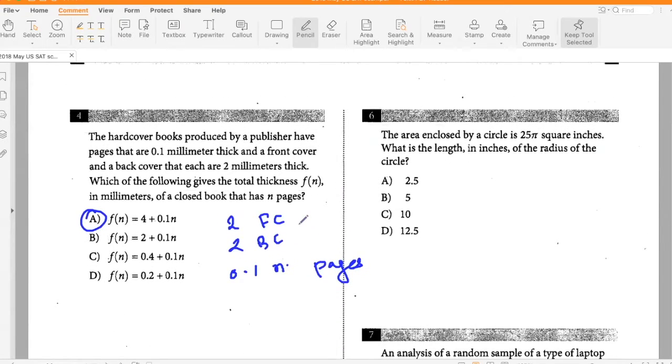The area enclosed by a circle is 25 pi square inches. What is the length of the radius of the circle? So pi r squared is 25 pi, so radius is 5 inches.